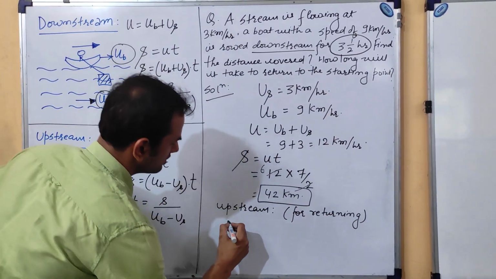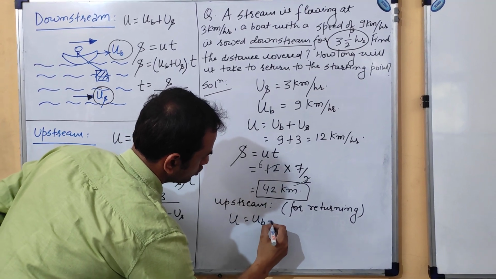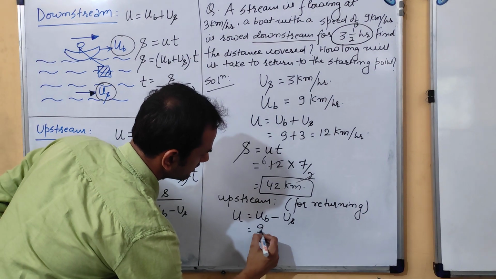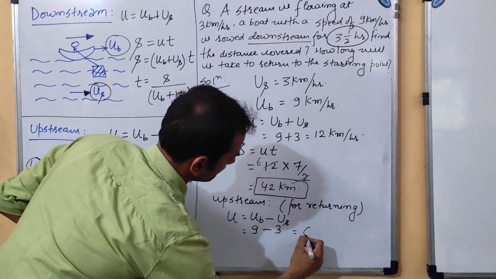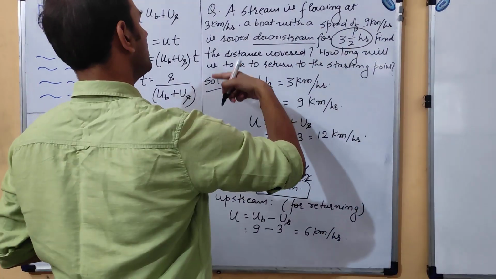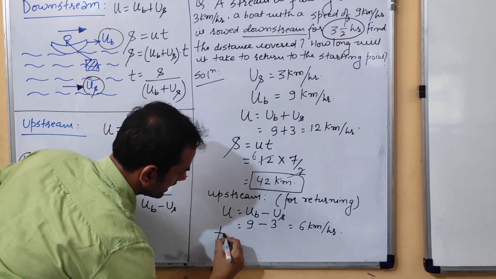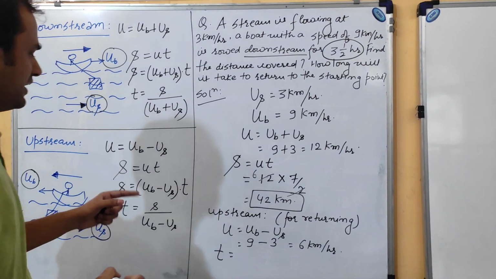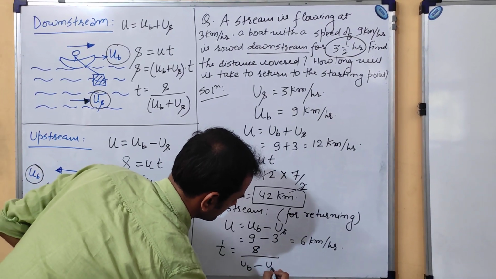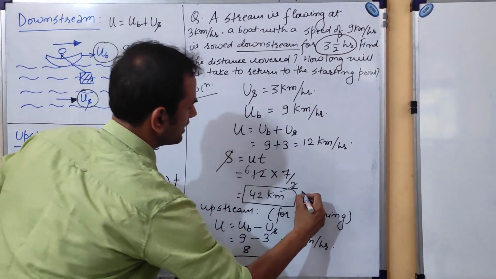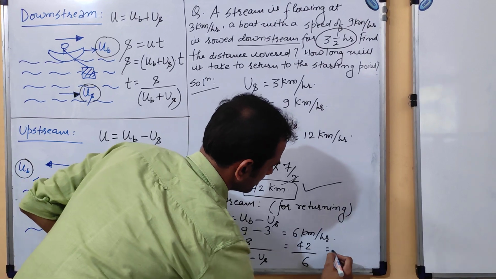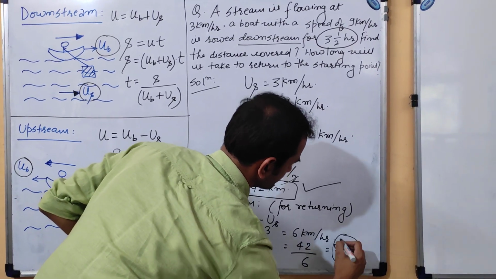So what happens? What is U? It becomes UB minus US. Speed of boat is 9, stream is 3, so we'll have 6 km per hour. And now the question is, how long will it take? That means you have to calculate time. Time is what? S by UB minus US. Distance you already know, 42. Just you have to divide by 6. So this gives you 7 hours.